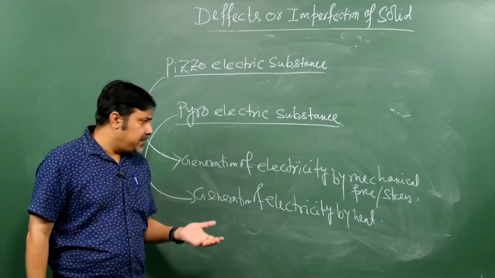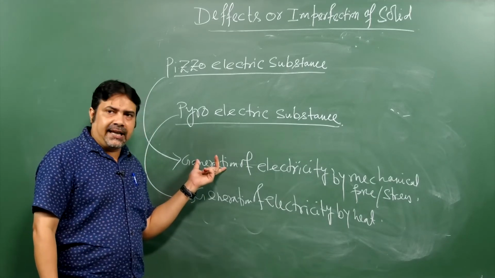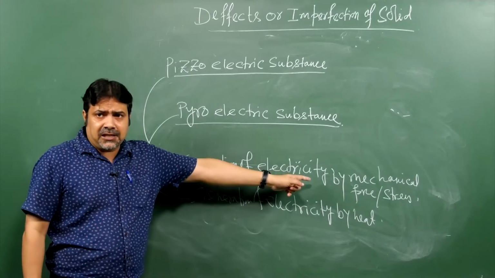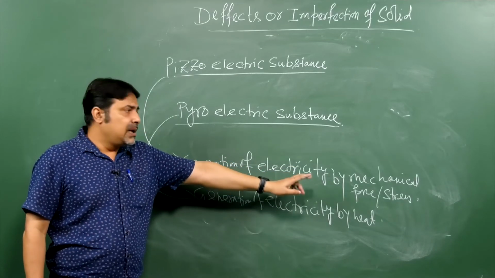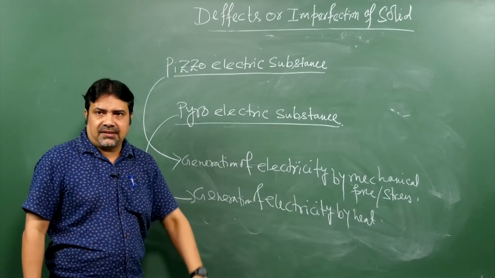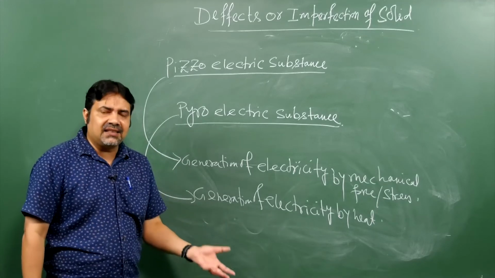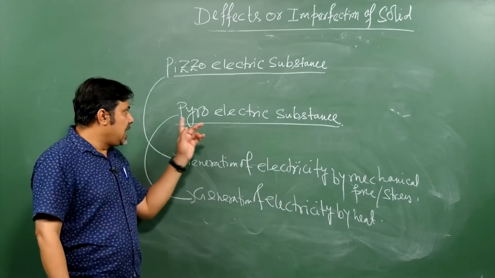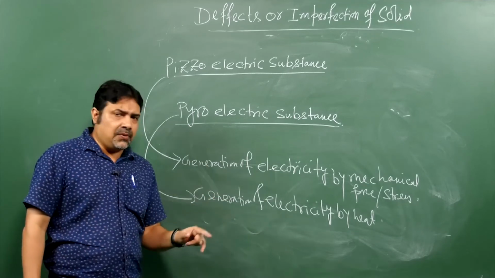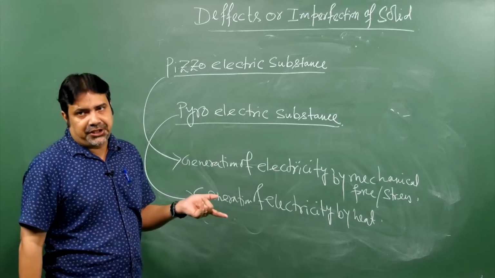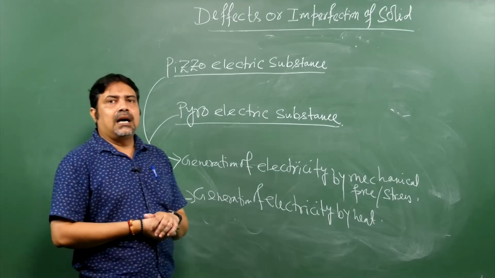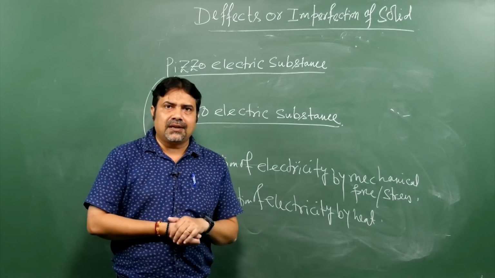In an ionic solid, when ion displacement occurs, electricity is generated. When you apply mechanical force or stress, the ion displacement occurs and that creates electricity. That is called a piezoelectric substance. And pyroelectricity means generation of electricity by applying heat. These two things you have to understand. So now I have described all the points of the defects in a solid.